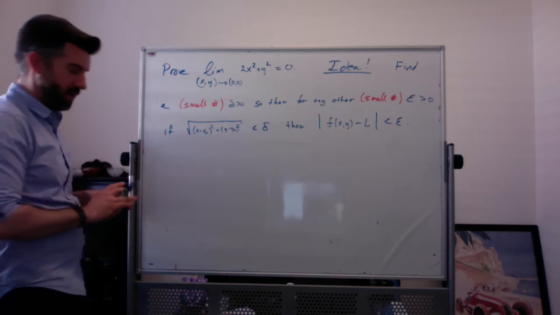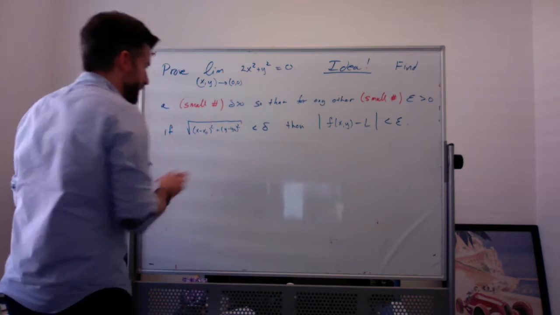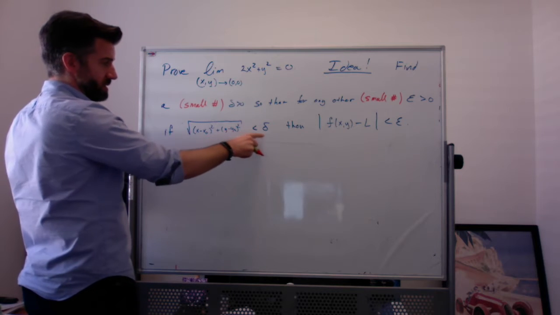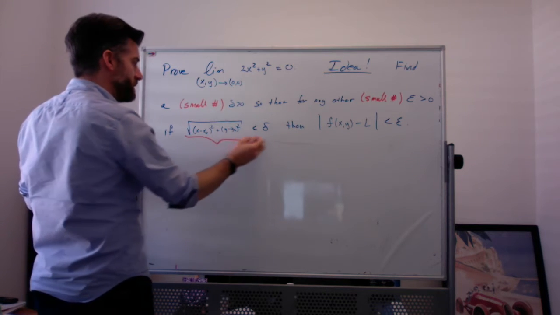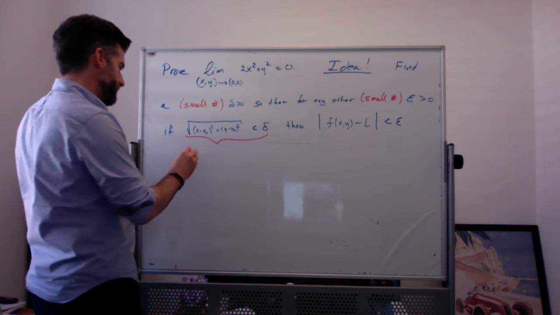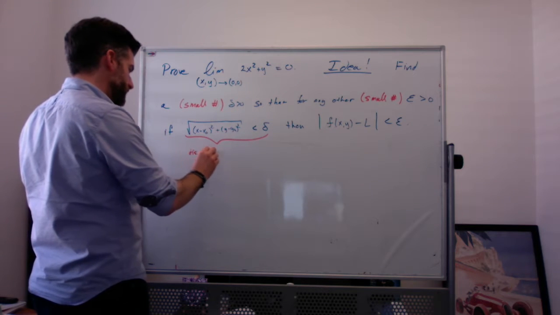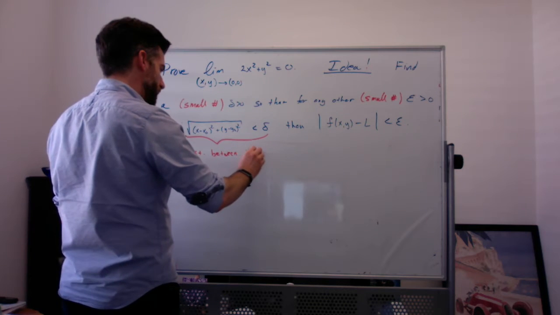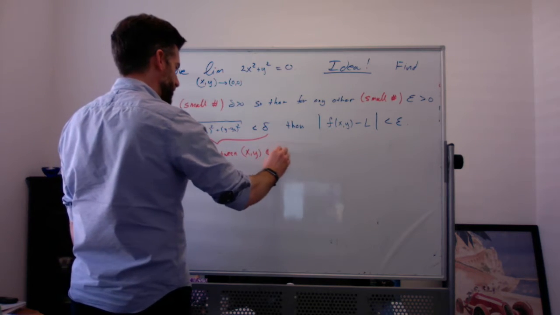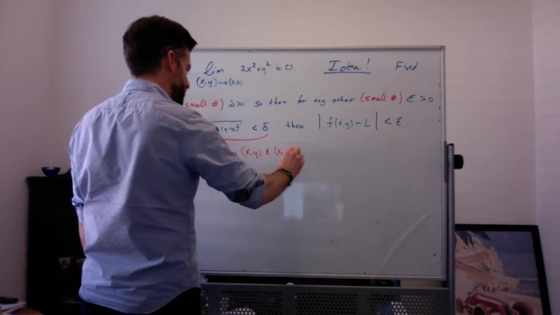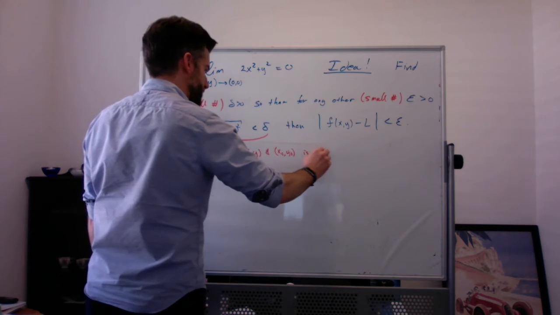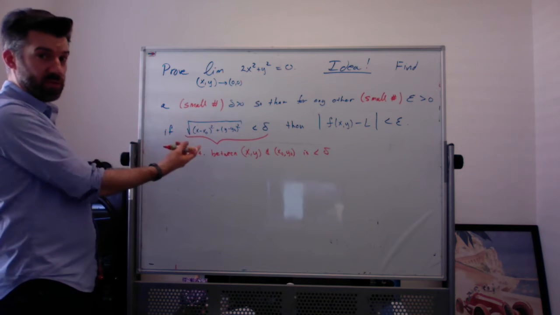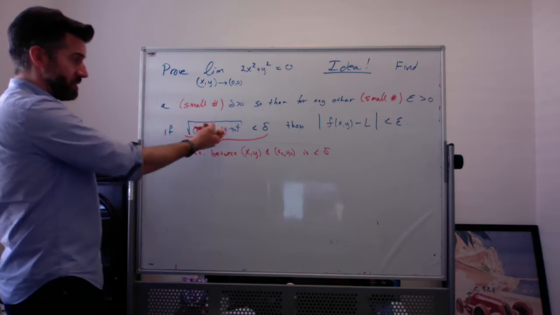And this is kind of the part where we have to find some understanding. If the square root of (x minus x naught) squared plus (y minus y naught) squared is less than delta, all this says here is that the distance between (x, y) and (x naught, y naught) is less than delta. Right, that's all we're saying, because this is the distance formula for the distance between (x, y) and (x naught, y naught).